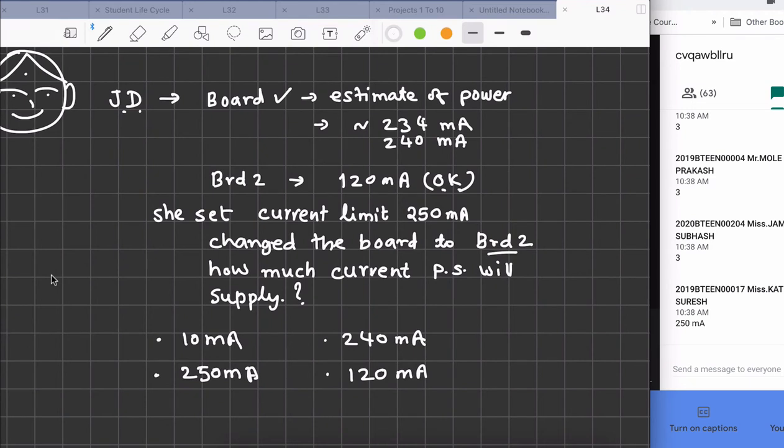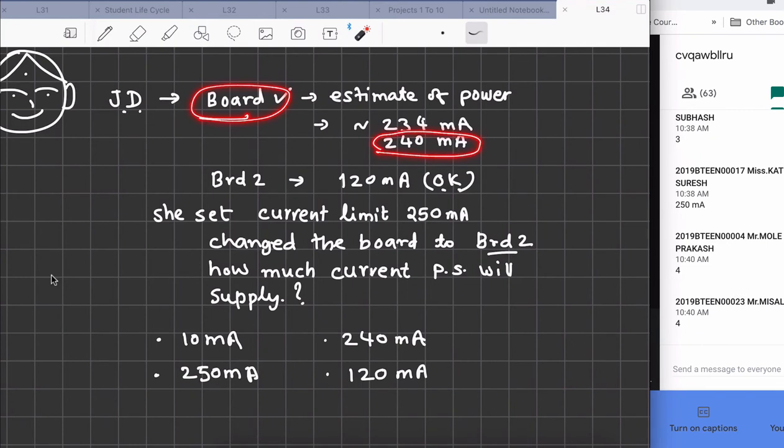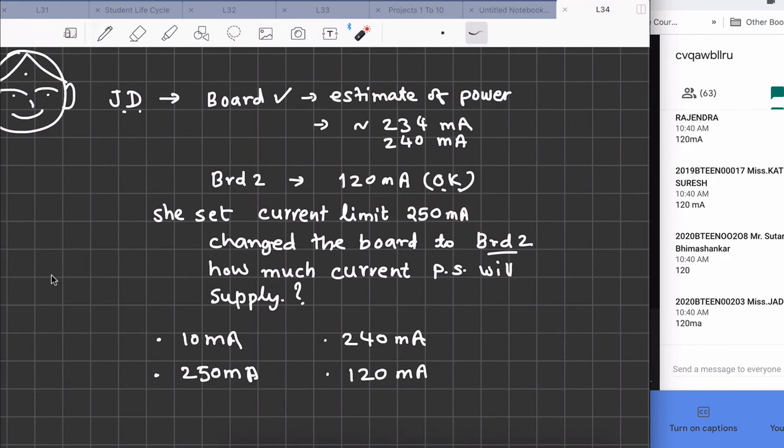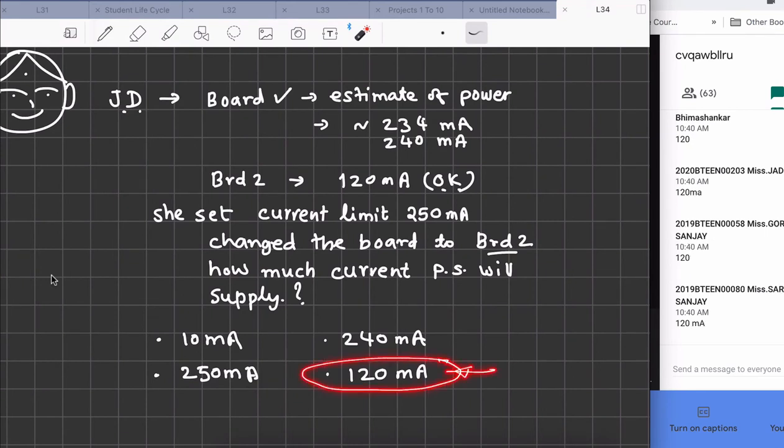She initially used the power supply. She initially used board 1. Board 1 was drawing 240, so she set 250 as the limit. Then she changed the board, which has a current of 120 milliampere. So the actual current will be 120 milliampere, because this is less than the current limit set.